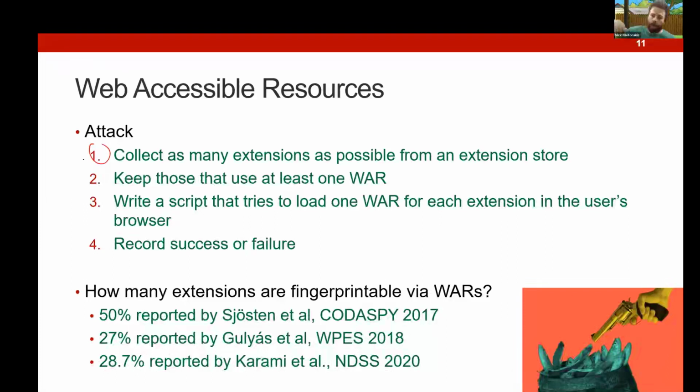So we can go out and crawl and collect a few hundreds, thousands of extensions, right? And we can then statically analyze them and look in their manifest files, like I showed you earlier, look for those that use at least one web accessible resource. And just isolate that. And then we just write a script that pretty much just loops through a giant array, trying to load a web accessible resource from each of these extensions on a public page.